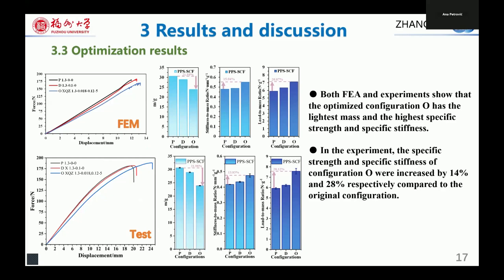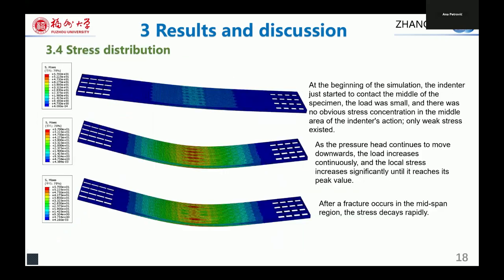And then we did the FEM and the test to compare the optimized result. Both of them show that the optimized configuration has the least mass and the highest specific strength and stiffness. And in the experiment, the specific strength and the stiffness of the optimized configuration increased by 14 and 28% respectively when compared to the original one.